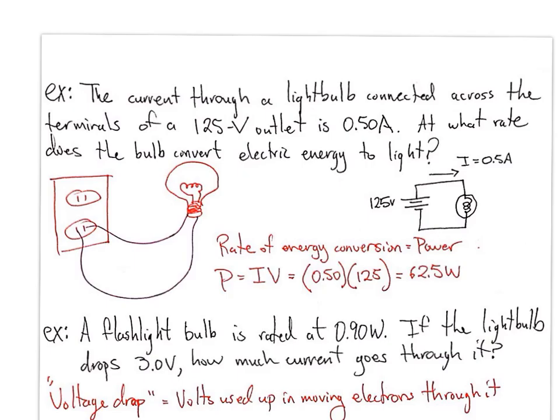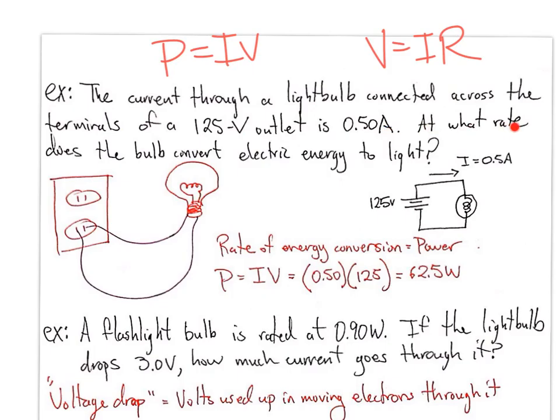So let's solve a couple questions. These are just using our simple formulas. It's basically either the PIV, power equals current times voltage, or Ohm's law, voltage equals current times resistance, or some variation of those. The current through a light bulb connected across the terminals of a 125 volt outlet is 0.5 amps.